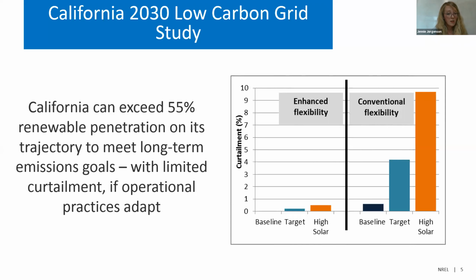However, updating its operational practices leads to much lower levels of curtailment. And in fact, in many of our cases, we found less than 1% curtailment, even at 55% renewable generation. Which just indicates the importance of adapting your operating techniques as penetrations of renewables continue to increase.